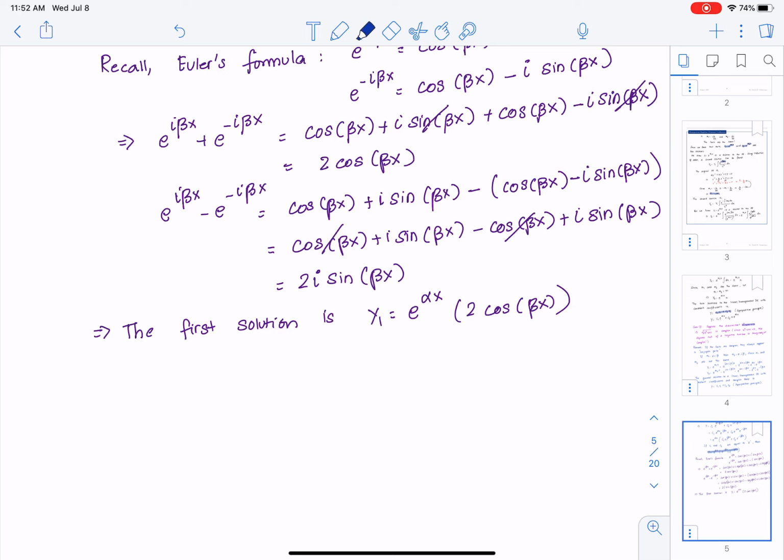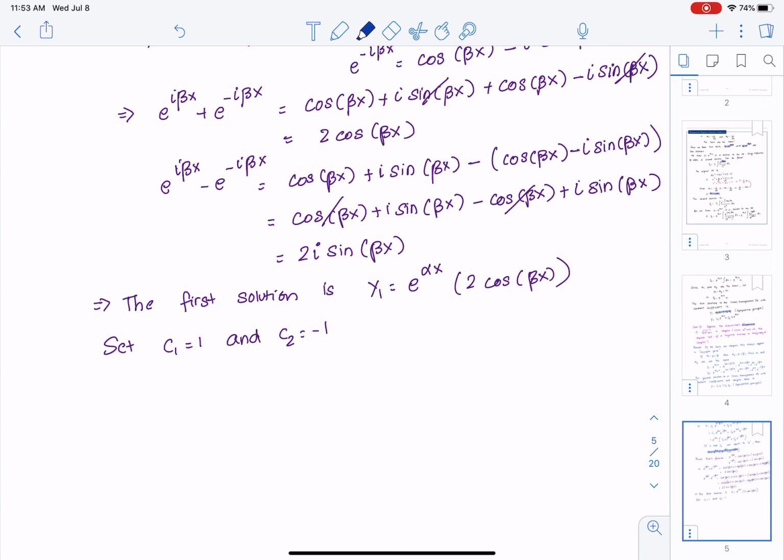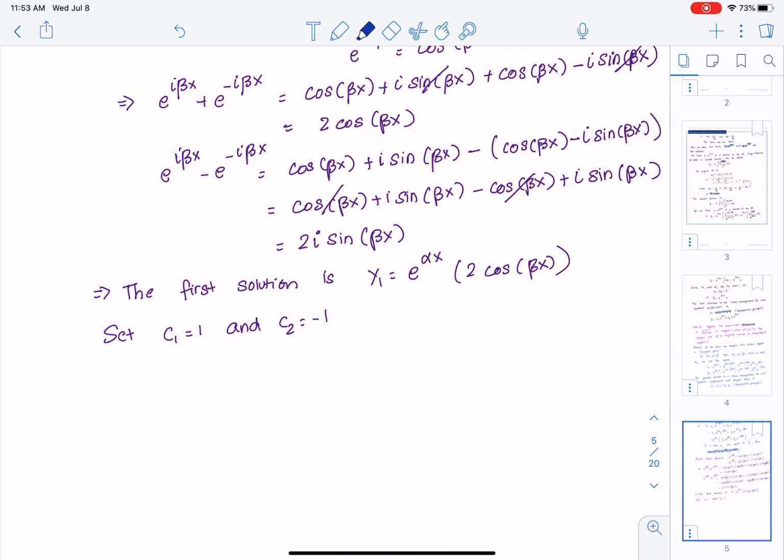Now, what if I set c1 equals 1 and c2 equals negative 1? You may say, well, why do you have to pick this? Why can't you pick c2 as 1 and c1 as negative 1? You would get the same answer. And we can't pick c1 to be negative 1 and c2 to be negative 1 because we will end up having linearly dependent solutions. So this would be the only other case.